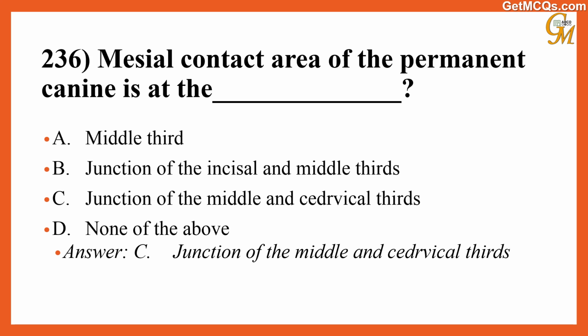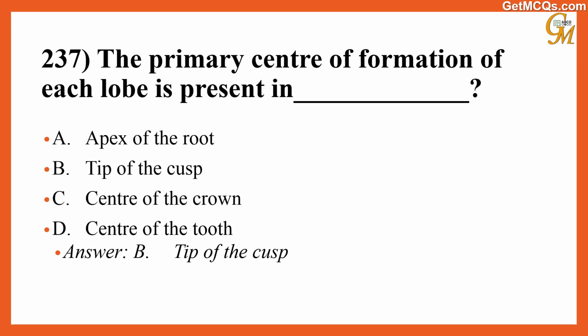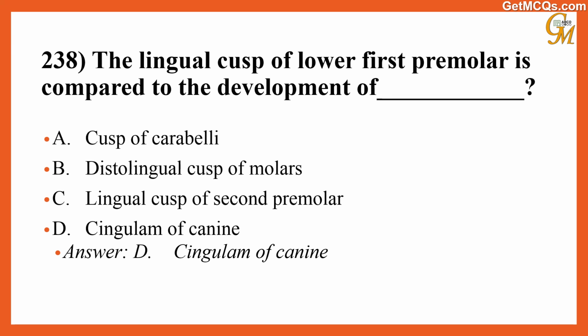236. Mesial contact area of the permanent canine is at the? Answer: C. Junction of the middle and cervical thirds. 237. The primary center of formation of each lobe is present in? Answer: B. Tip of the cusp. 238. The lingual cusp of lower first premolar is compared to the development of? Answer: D. Cingulum of canine.